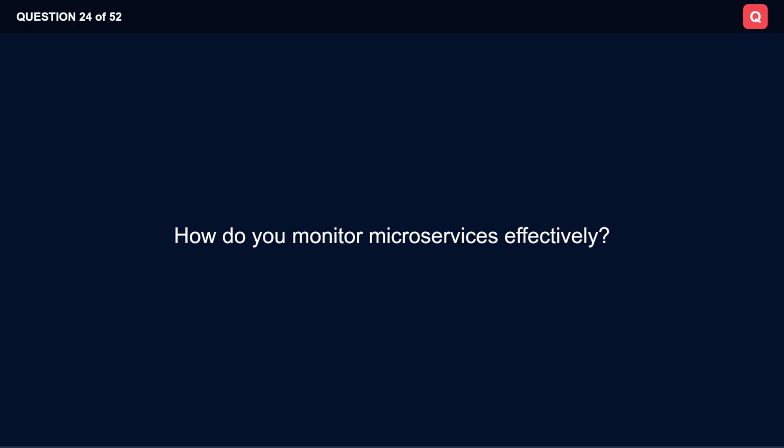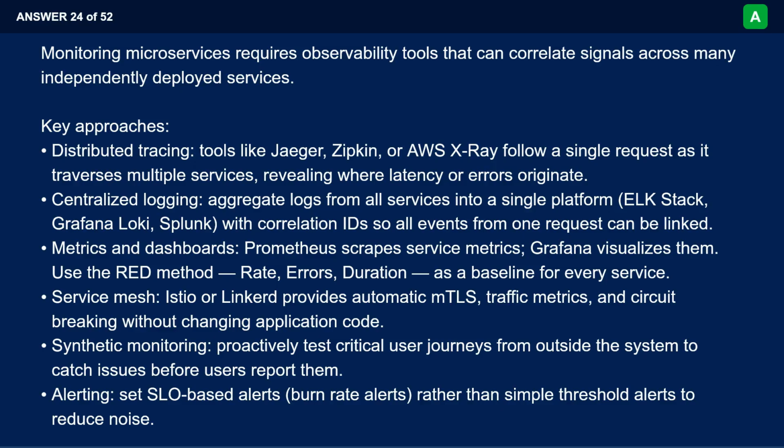How do you monitor microservices effectively? Monitoring microservices requires observability tools that can correlate signals across many independently deployed services. Key approaches: distributed tracing. Tools like Jaeger, Zipkin, or AWS X-Ray follow a single request as it traverses multiple services, revealing where latency or errors originate.